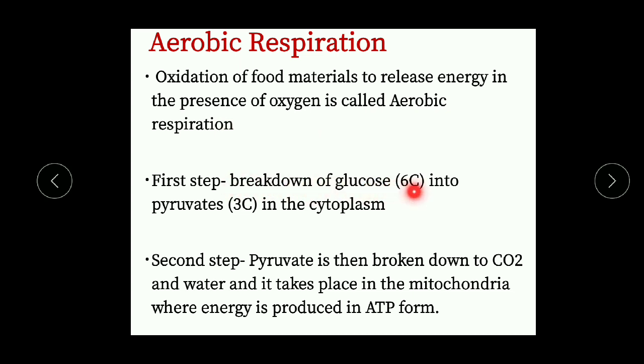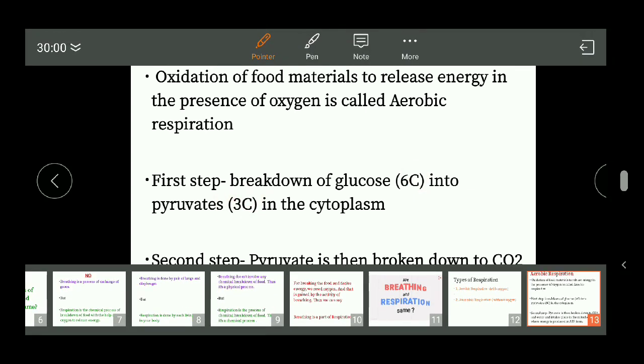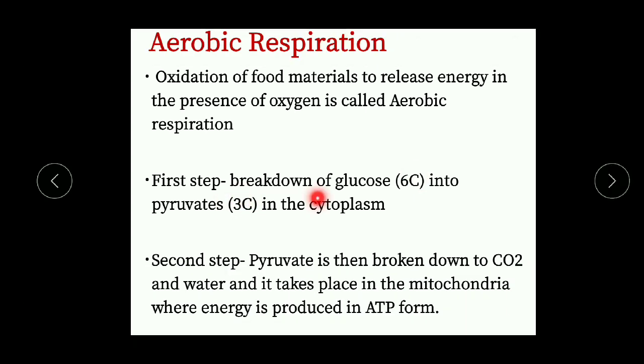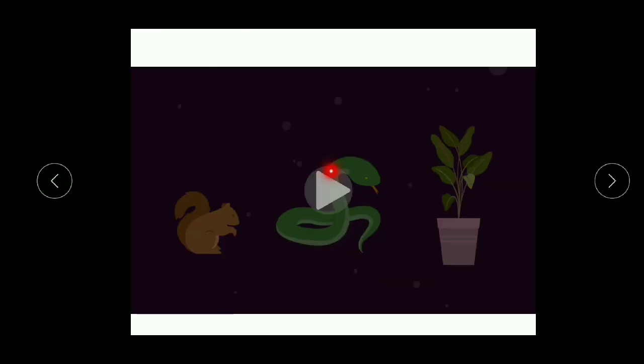First step, when we break the glucose into simpler molecule that is known as pyruvate. The glucose is a 6 carbon molecule and it converts into pyruvate, that is a 3 carbon molecule in the cytoplasm. First step happens in the cytoplasm, in the cell. Next step happens in the mitochondria, where pyruvate is then broken down to CO2 and water and the energy is released in the form of ATP. Let us visualize the same.